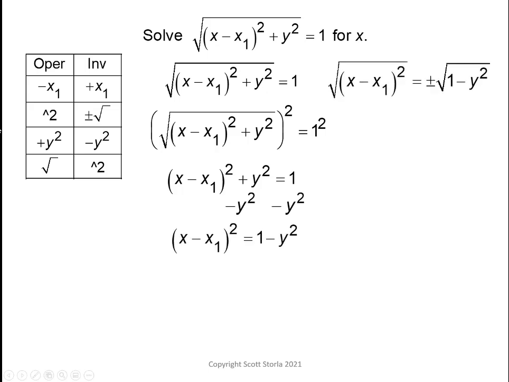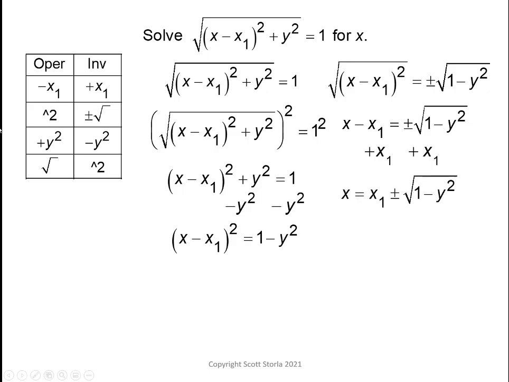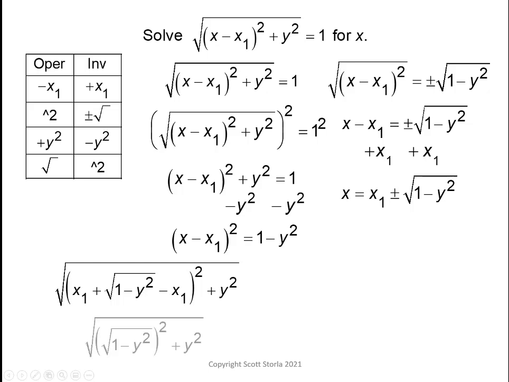I'll move up a row and take square root and simplify. I'll move up a row and add x1 and simplify. This is my answer. I've got a couple of them. And here's my check of one of the two. Well, that will conclude this video where we've continued solving literal equations.